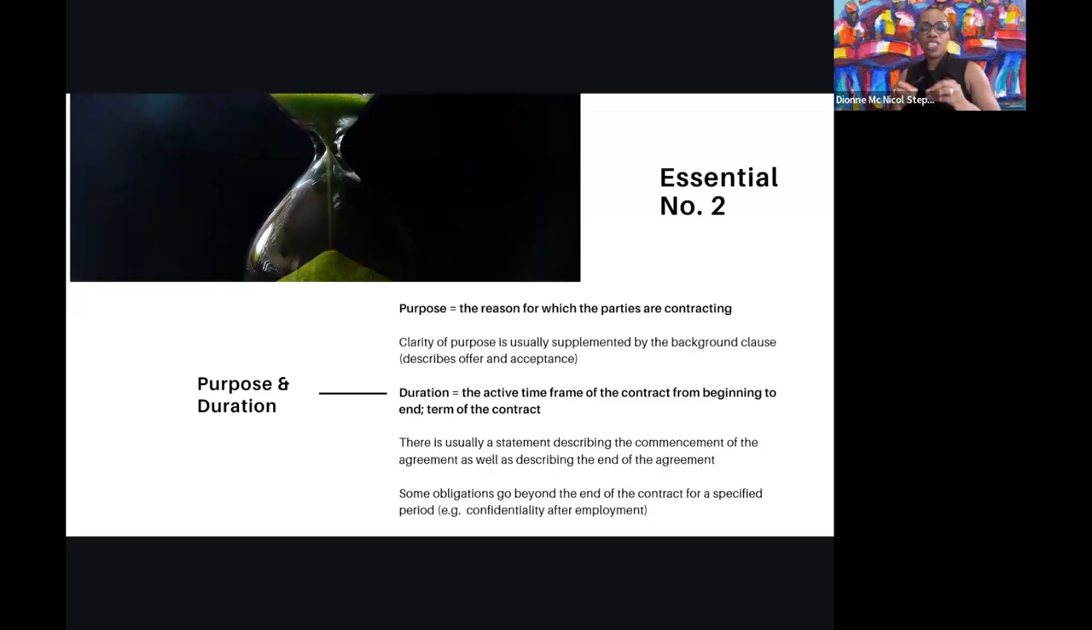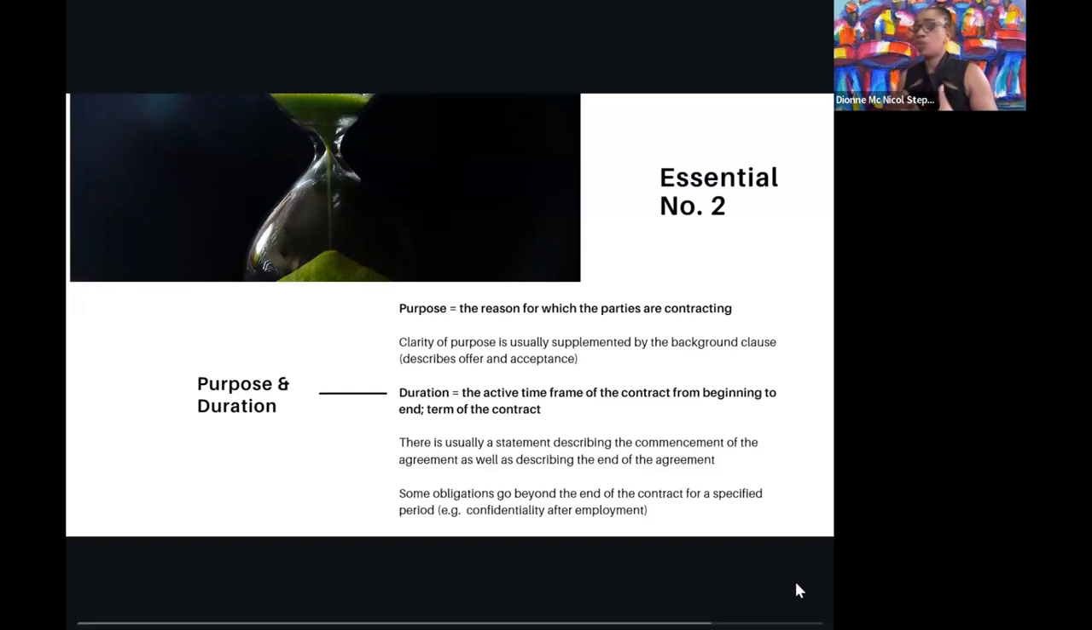So the duration usually gives a statement describing the commencement of the agreement. So this agreement is commencing as at this day, blah blah blah, between I and D, right? And it usually also describes the end of the agreement.